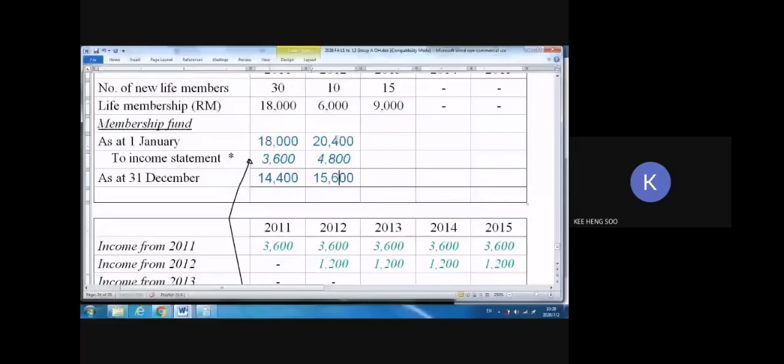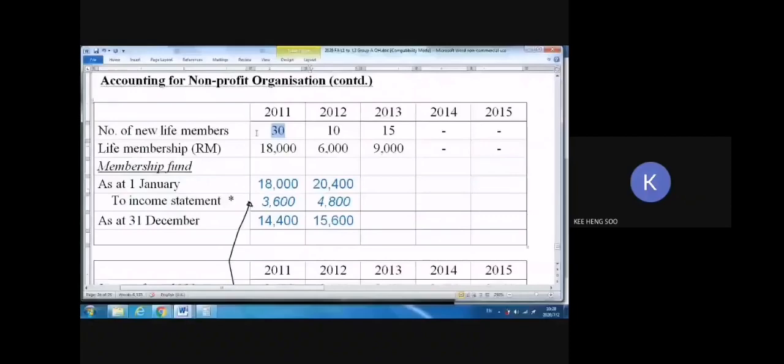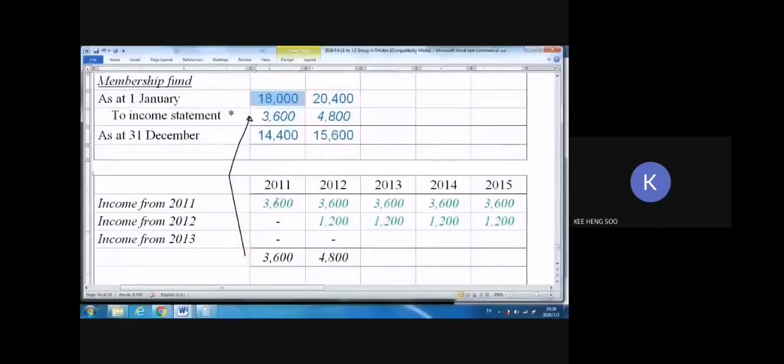I know you lost already. 30 times 600, do you get 18,000? 10 times 600, you can get 6,000. 15 times 600, you can get 9,000. This is a new member. So starting from the 18,000, you divide by 5, so like depreciation. Something like depreciation. You minus 3,600, you can get 14,400.